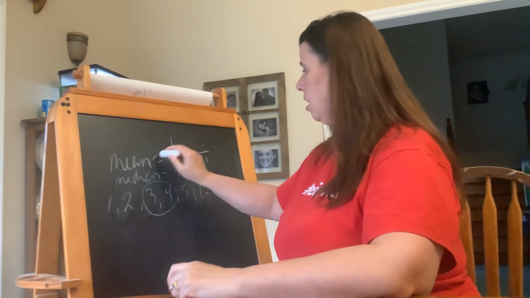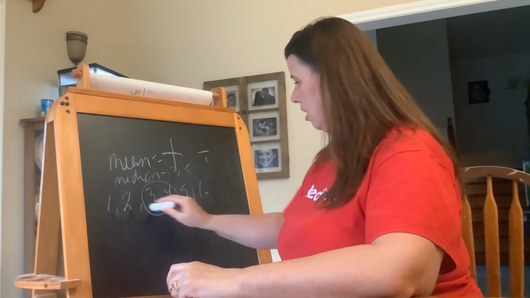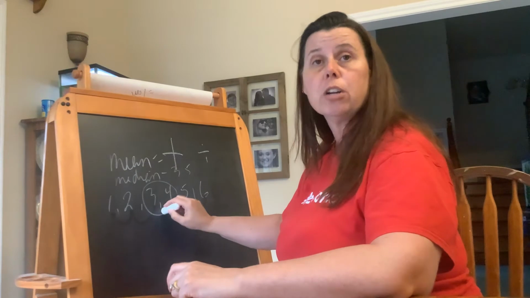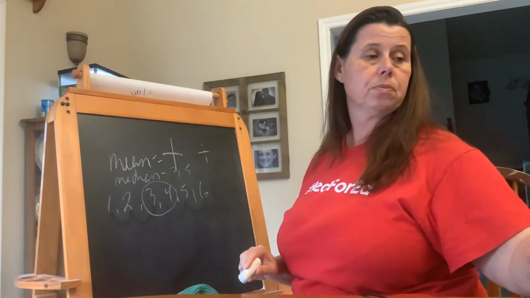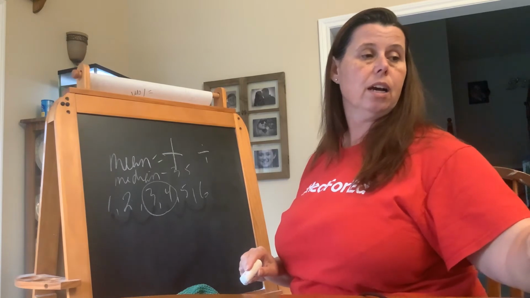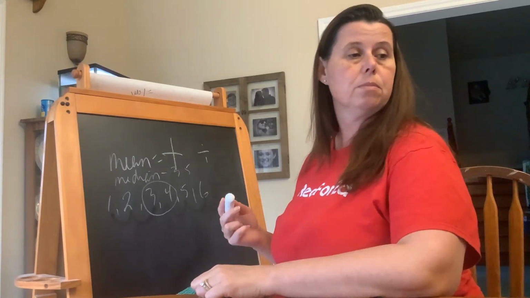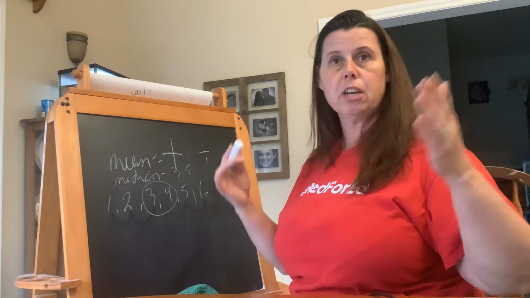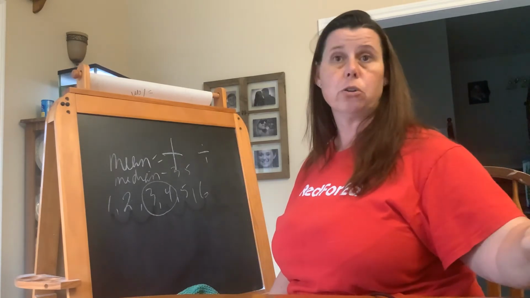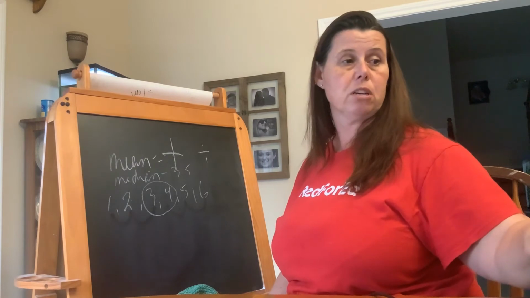Okay? Mean, add it up, divide it. Median, find the middle number when your numbers are in order. Range is high minus low. Okay? There's more talk about the median. Make sure the numbers are in order. They're going to try to trick you by keeping the numbers out of order.